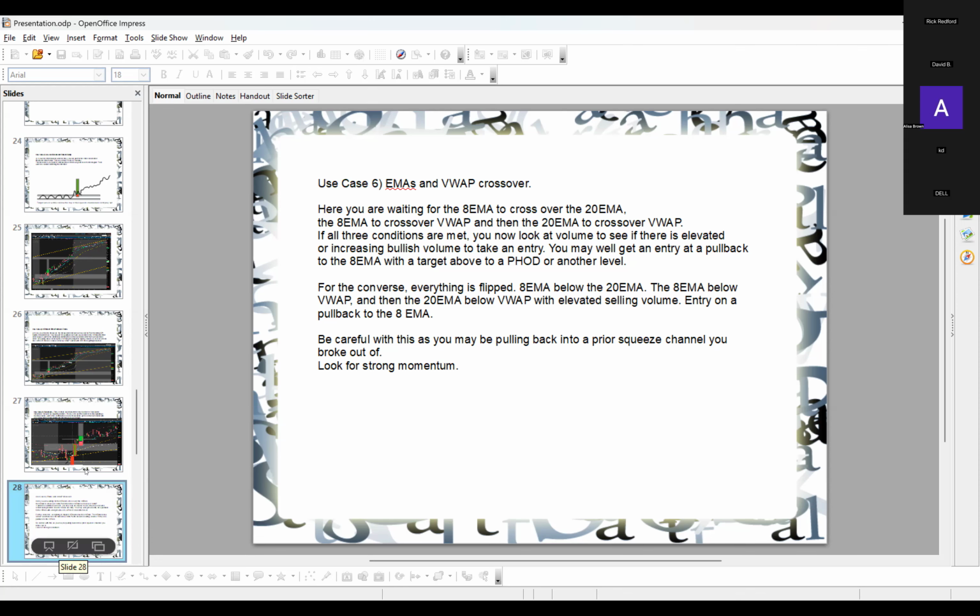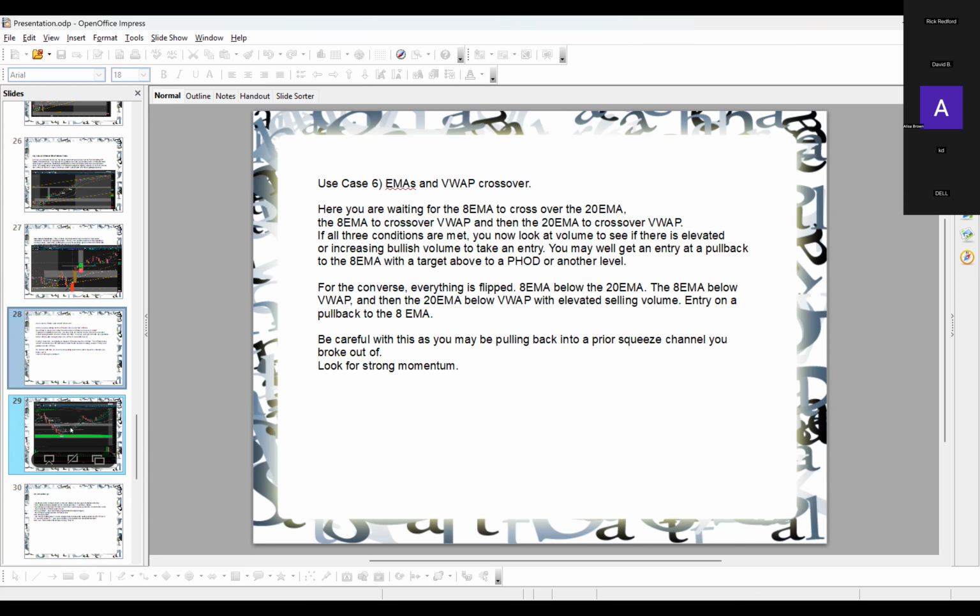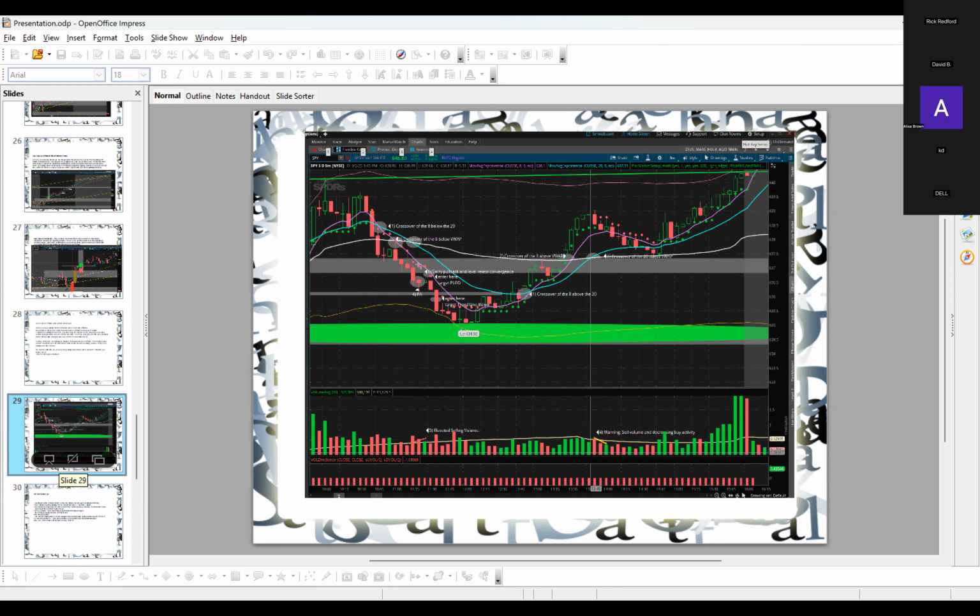So I believe I might have one of these to show you. I do, yeah. So with this one right here, again, in purple we have the 8, in blue we have the 20, and in white we have VWAP. So this is the first trigger here. This is the crossover. But you notice here that we're still above VWAP.